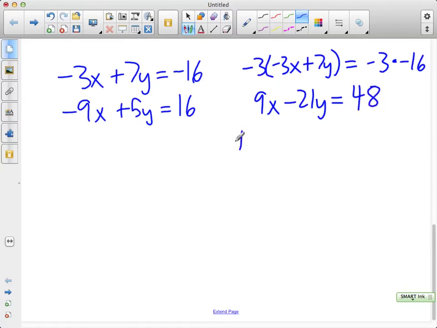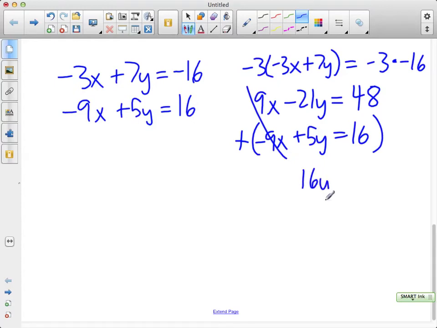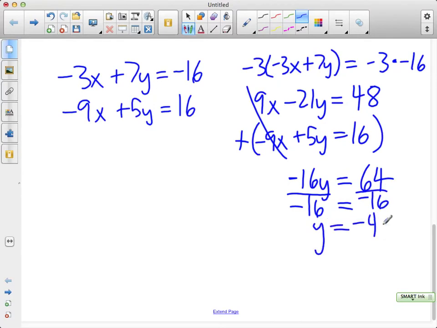And I'm going to add this to the bottom equation. So minus 9x plus 5y equals 16. And then again, I combine straight down. My 9x's go away. This becomes 16y. 16y equals 48 plus 16 is 64. Oh, that's a negative 16y. Divide both sides by negative 16. Right, this was negative 21y plus 5y, negative 16y. So then y equals negative 4.